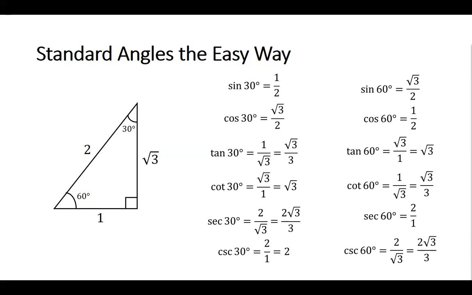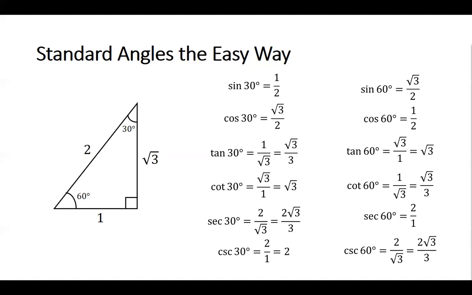So if I can build my two triangles, my 1, 1, square root of 2 triangle, which gives me 45-degree angles, and my 1, 2, square root of 3 triangle, which gives me 60 and 30-degree angles, then I can put all those standard angles together and I don't need to memorize that table. And that's a good thing for me because I have a difficult time memorizing those tables like that.